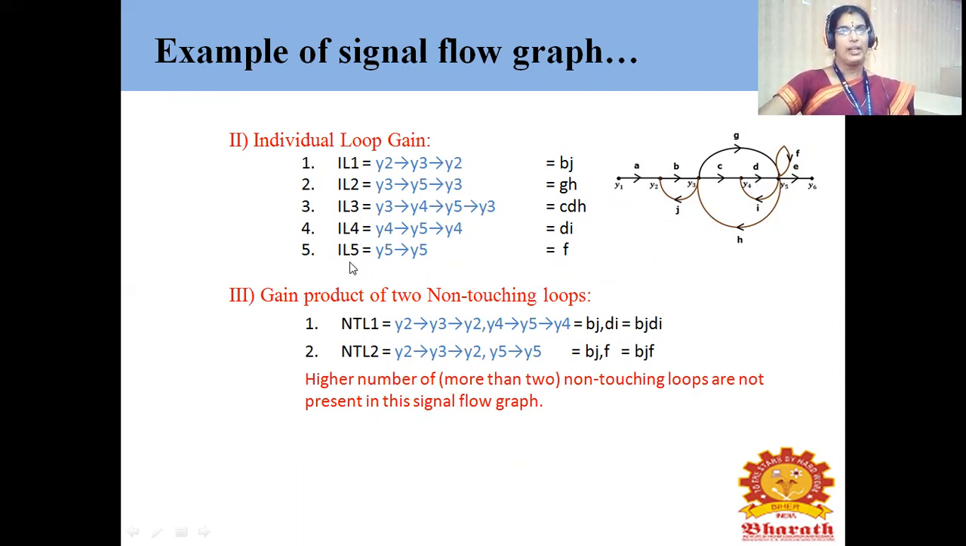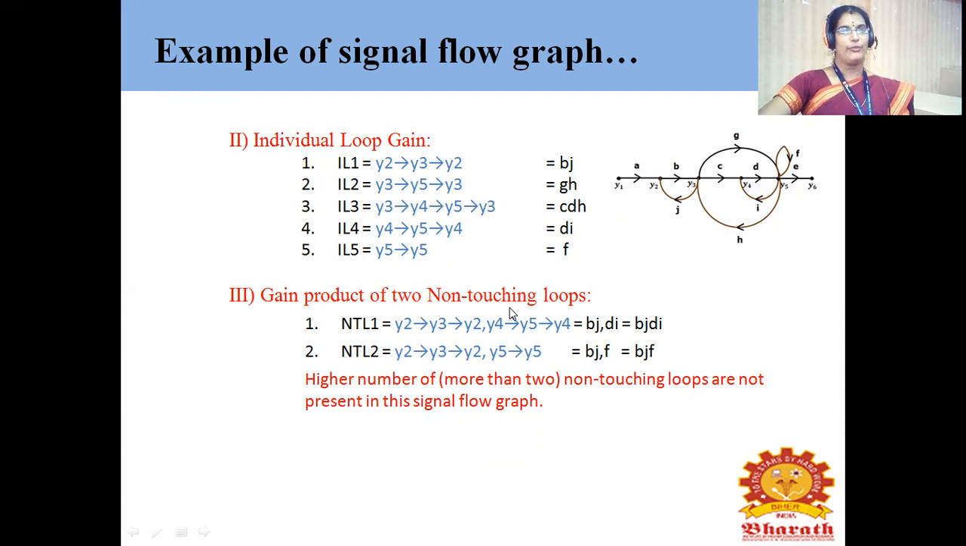Next one is the fifth individual loop. If you are taking here, it is starting from Y5 and it is again ending with Y5. So this is considered as another loop. That is nothing but F. So these are the 5 individual loops which can be obtained for the given signal flow graph representation. So this is the second step.